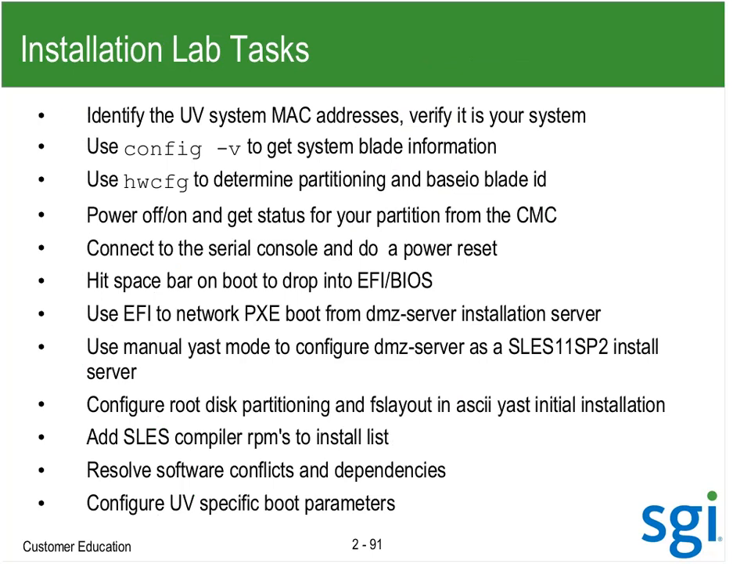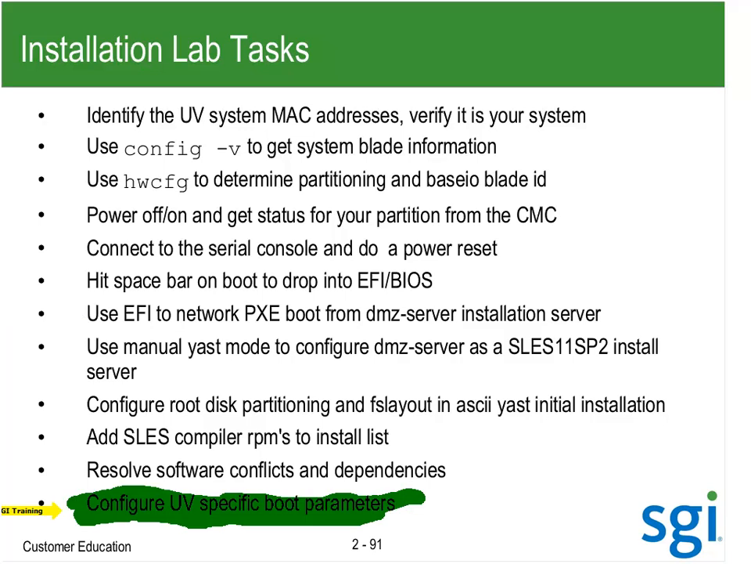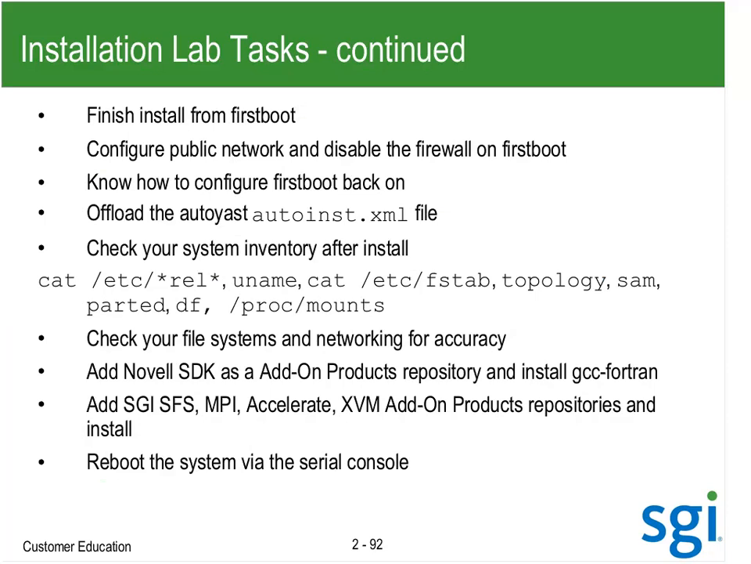If I want to figure out what MAC addresses I have, verify it's my system, do a config, an hwcfg, power cycle my partition, connect to the serial console, drop into EFI, PXE boot off of it, get into manual installation, configure my root, add some RPMs like compilers, resolve any conflicts and dependencies, configure UV-specific boot parameters. I'm going to leave that out of the list. We'll talk about that later. There are a couple of critical UV parameters. Finish your install from first boot.